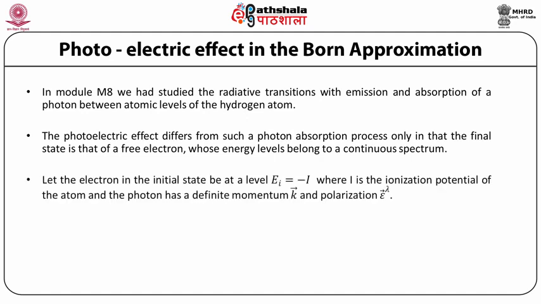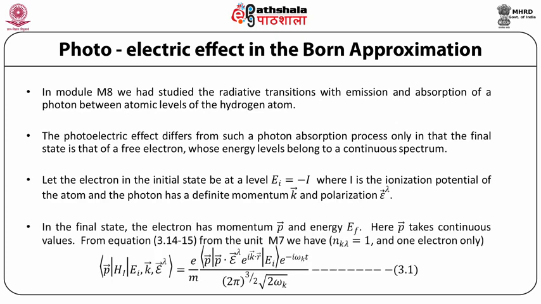Let the electron in the initial state be at a level E_I equal to minus I, where I is the ionization potential of the atom, and the photon has a definite momentum k vector and polarization epsilon lambda. In the final state, the electron has momentum p vector and energy E_F, where p vector takes continuous values.